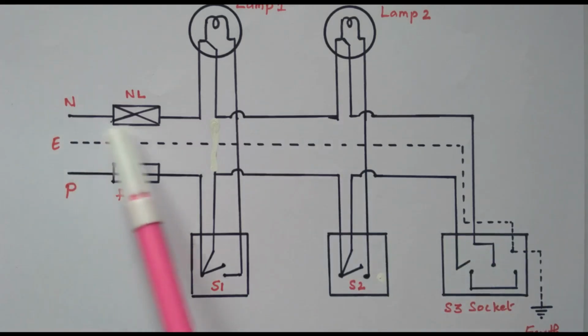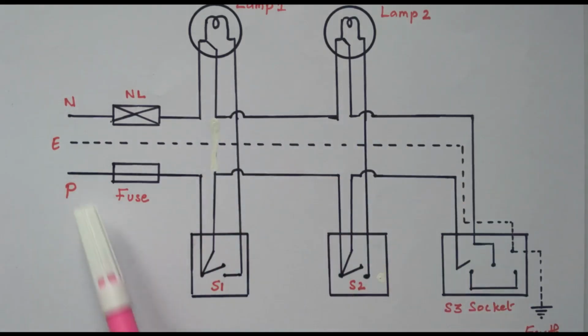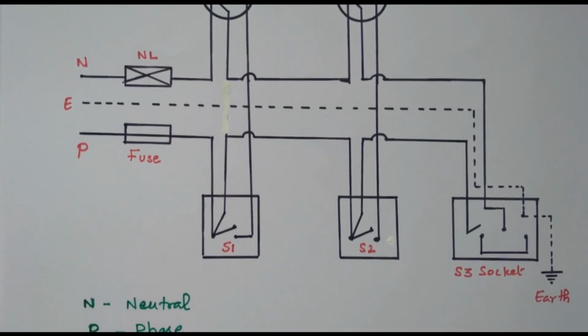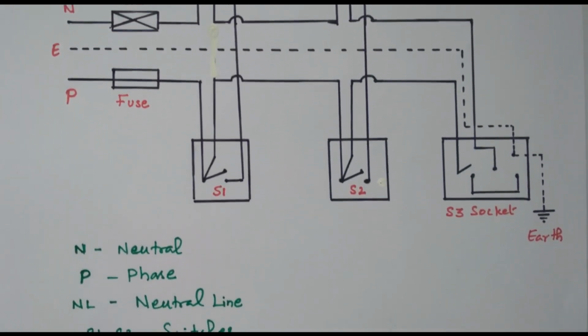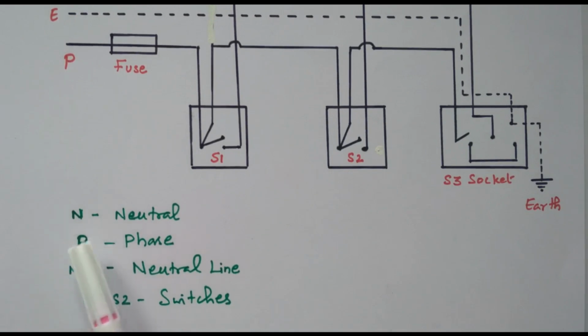The important thing: neutral is connected directly. Phase is connected through the fuse and switches, so that we are able to control the lamps independently. N refers to the neutral line, P refers to the phase line, NL also means neutral line, and S1 and S2 are nothing but the switches to control lamp 1 and lamp 2.